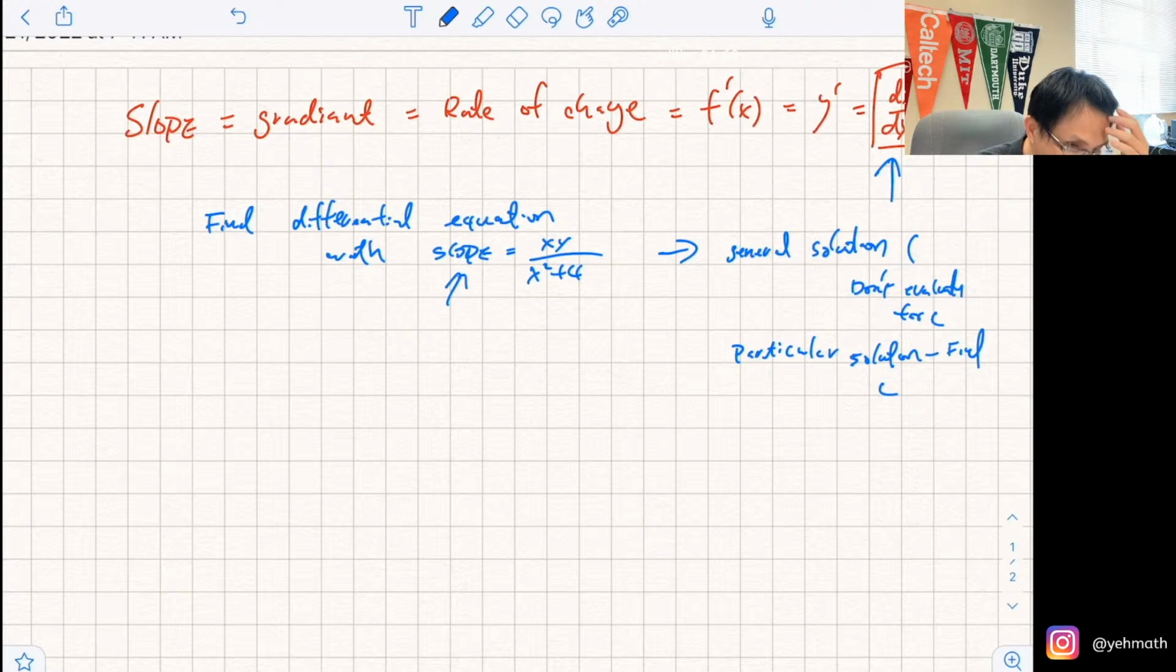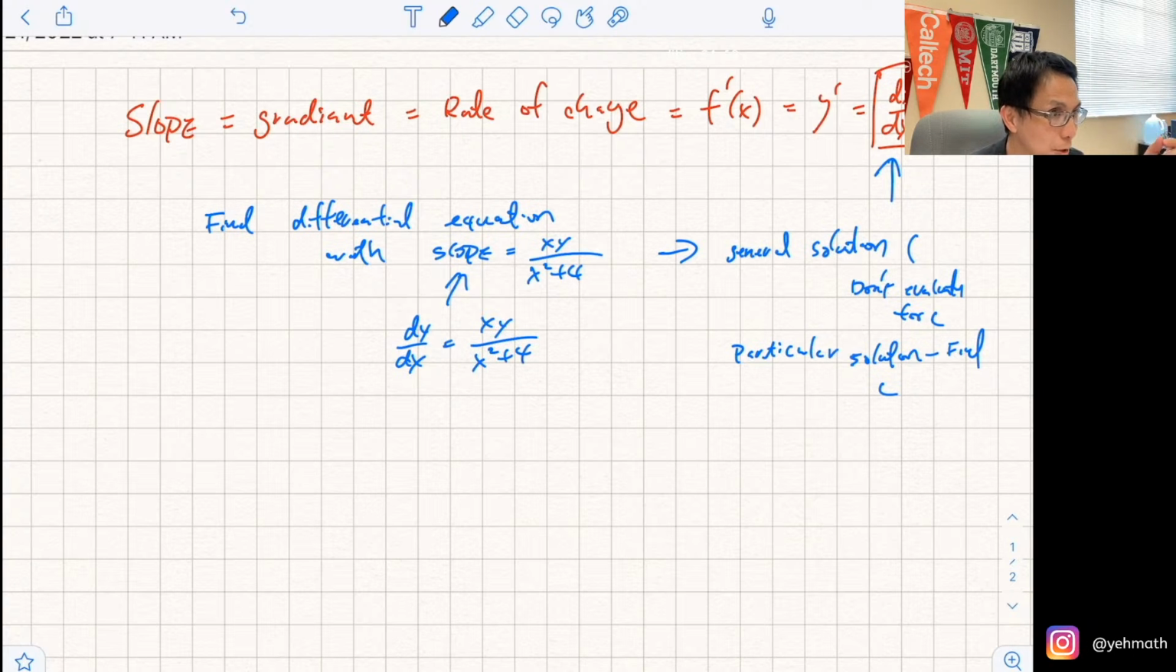So what is slope equal to? dy dx. You actually already know this, but there's a couple things you didn't know. It's called separation of variables. What do I mean by separation of variables?